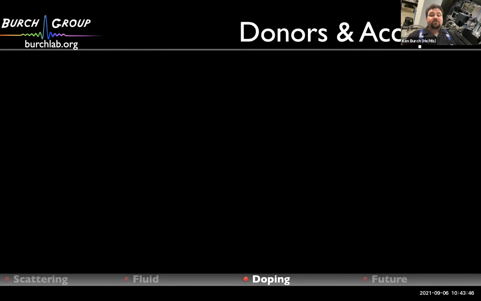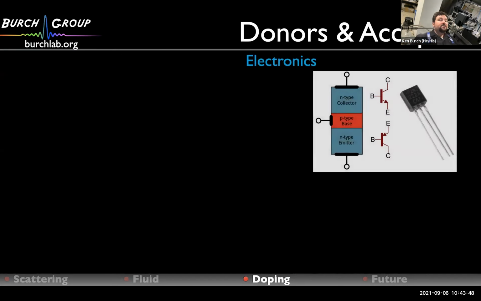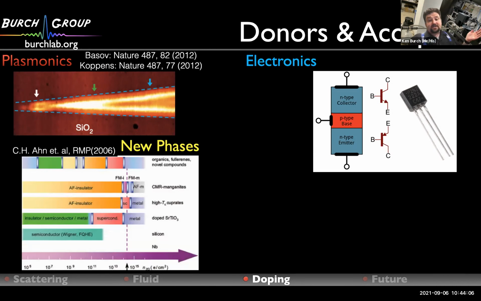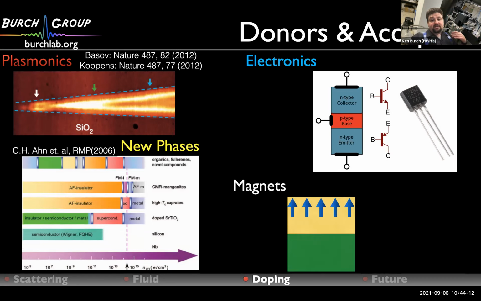Okay, so why would you be interested in that? You would like to be able to control locally the charge in these 2D materials for a variety of reasons. Of course, the obvious is electronics. You want to make nanoscale diodes and transistors. You can also be interested in plasmonics, where being able to control the charge very locally could be very useful. From a fundamental standpoint, doping is a nice knob for tuning yourself through various quantum phases of matter. And even from magnetic standpoints, it's also quite useful.